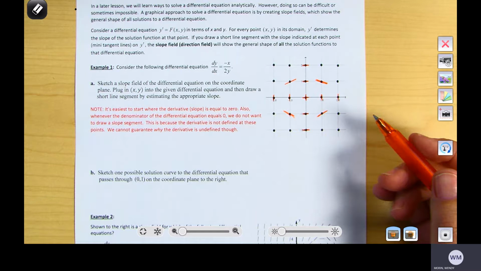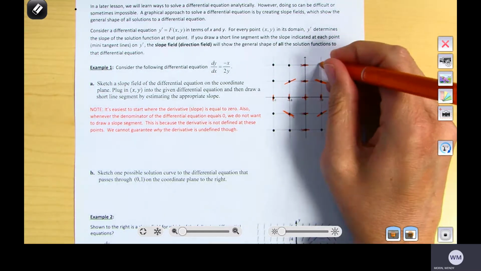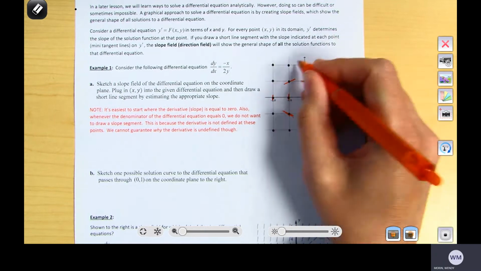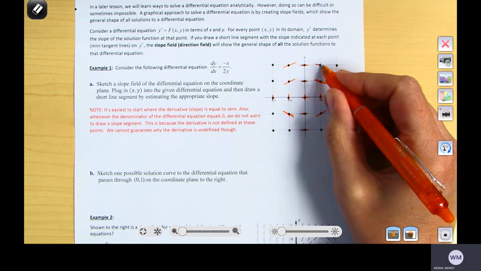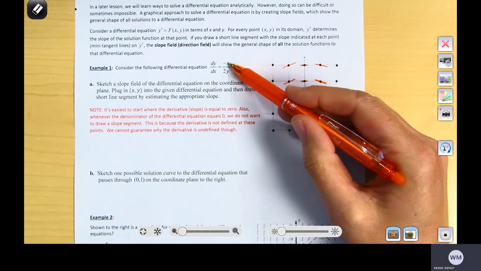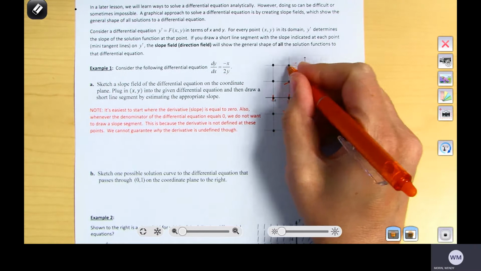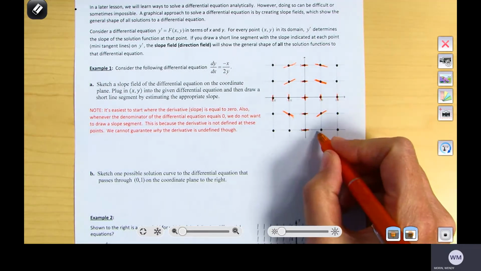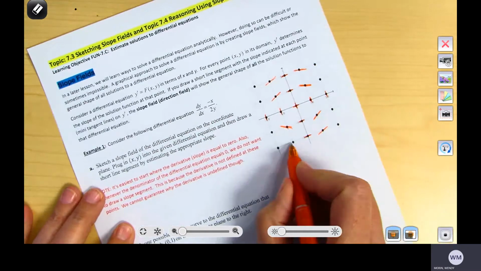So I'll just go ahead and give you a couple more. For this point, the tangent line would be here, because if we plugged in (1, 2), that's going to be -1/4. So it's going to be a little bit flatter than a -1/2 or a +1/2. Again, these are just guesstimations.